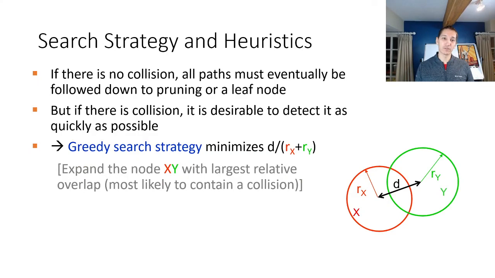One very effective greedy search strategy is to minimize, for example, this term d over rx plus ry. What this means is that we take the centers of these two bounding volumes and then we take the distance. If d is small, then these two centers are pretty close to one another. If this value is large, then these centers are fairly far from one another. In other words, we're trying to expand the node with largest relative overlap. Because these are containing some parts of the geometry, if these bounding volumes overlap a lot, it's likely that there's going to be collision there.